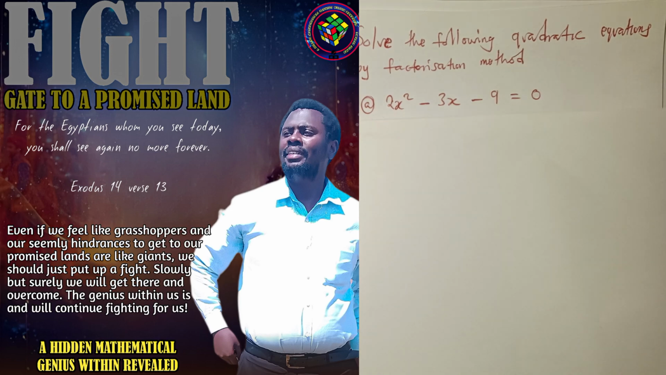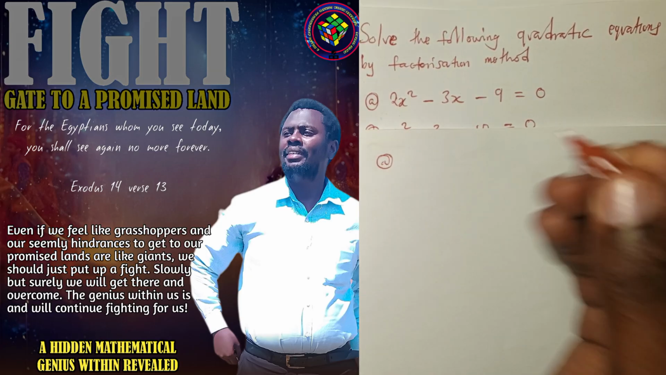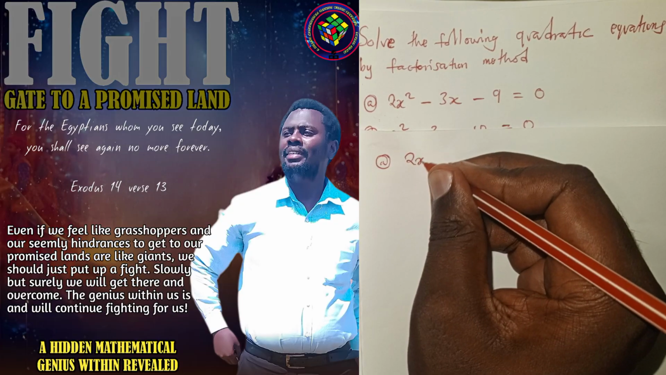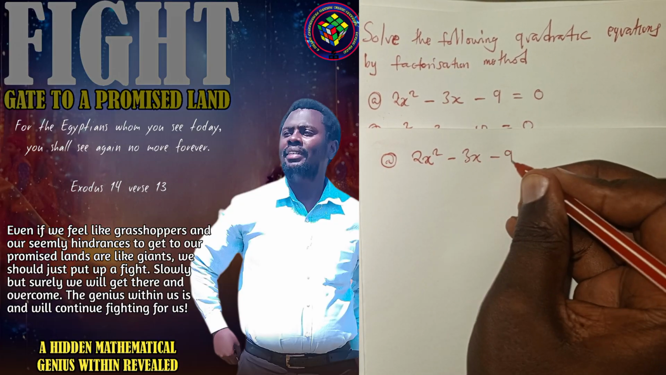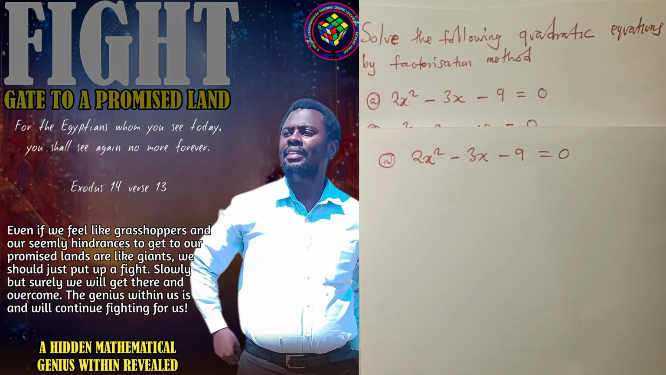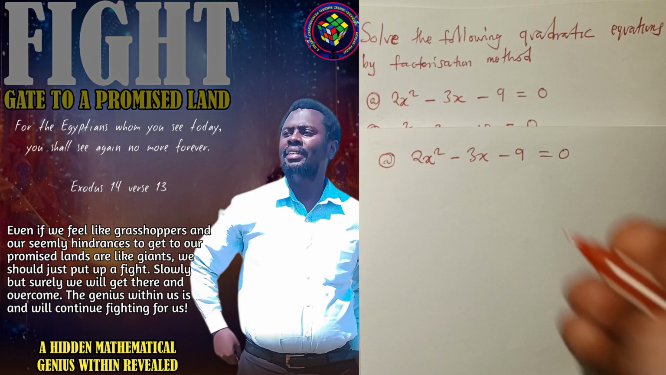And this factorization method is the same concept as the splitting method. They all involve factorizing expressions using our splitting method. Okay, so we're going to follow the same steps. So equation 1, we have 2x squared minus 3x minus 9 is equal to 0. So first thing, we need to determine the values for a, b, and c.